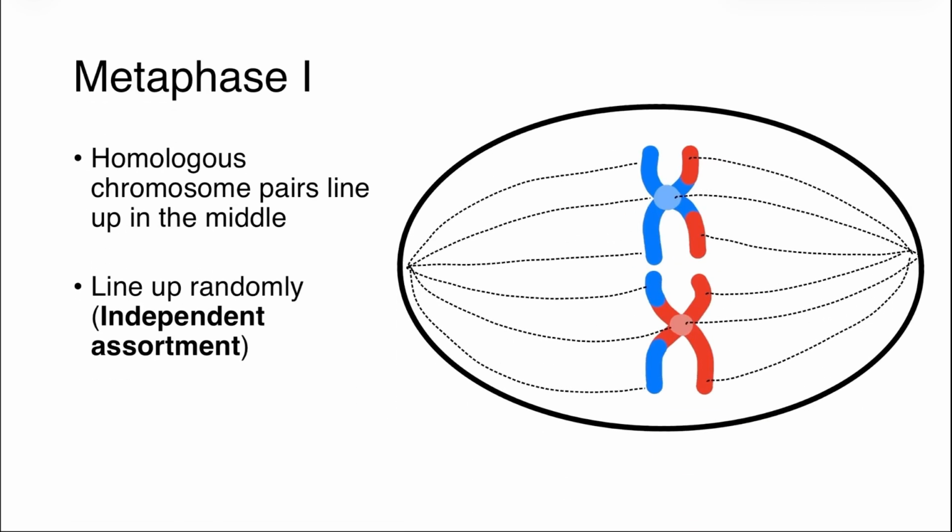Next, in metaphase I, homologous chromosome pairs line up in the middle of the cell. The important detail is that each pair lines up with a random orientation towards either pole. That randomness is independent assortment, and it shuffles which maternal and paternal chromosomes end up together in the same gamete.